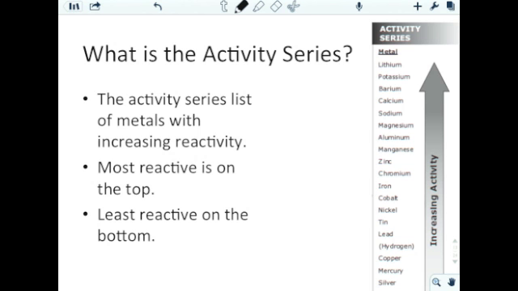So let's start talking about the activity series. Now that we know how to predict the types of products in the types of reactions that we have, let's look specifically at the activity series and how it's used in single replacement reactions.